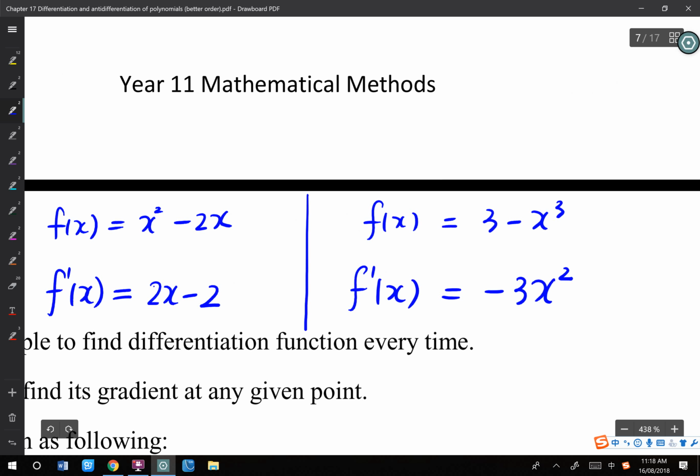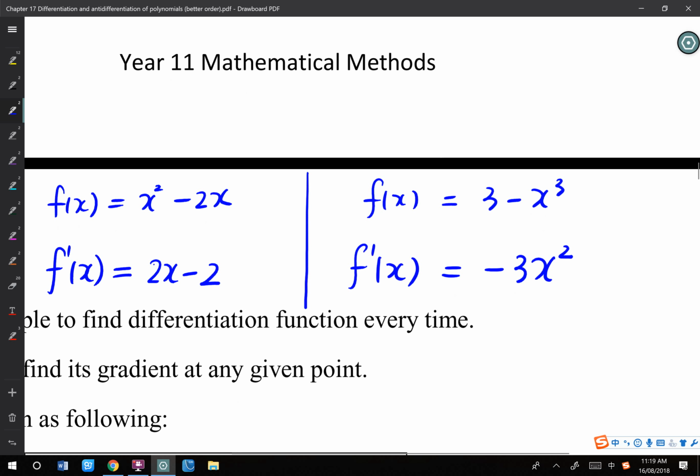How about the coefficient? What is here? The power comes down to the coefficient. Yeah, the power becomes the coefficient. Well, see this 2 here. That comes down and becomes the coefficient.